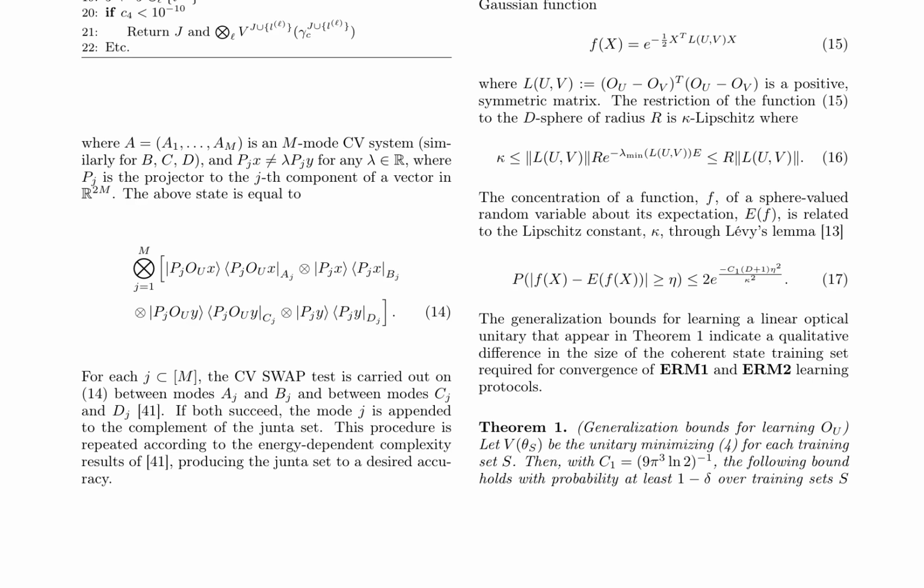The theorem provides a bound on the probability that the value of the empirical risk differs from the full risk by a certain amount, with probability at least 1 minus delta over training sets S. This bound is essential for understanding the convergence of ERM1 and ERM2 learning protocols and the qualitative difference in the size of the coherent state training set required for convergence.